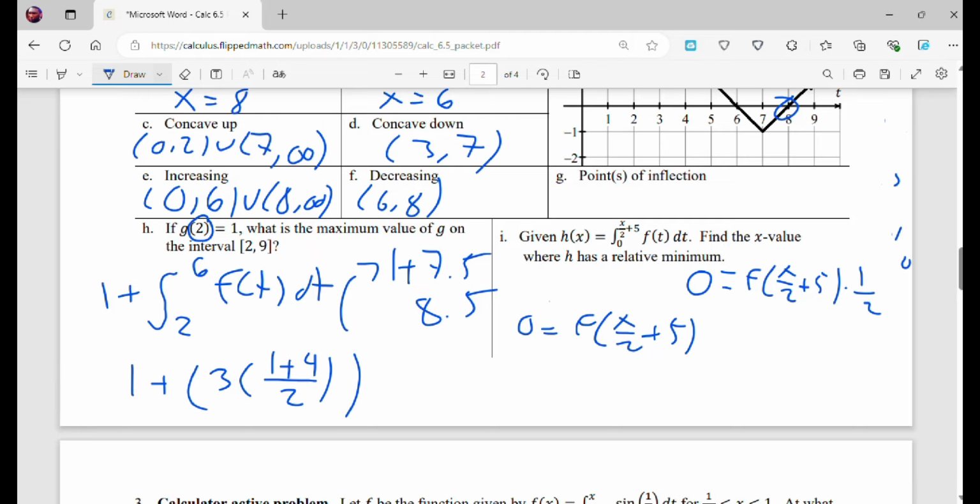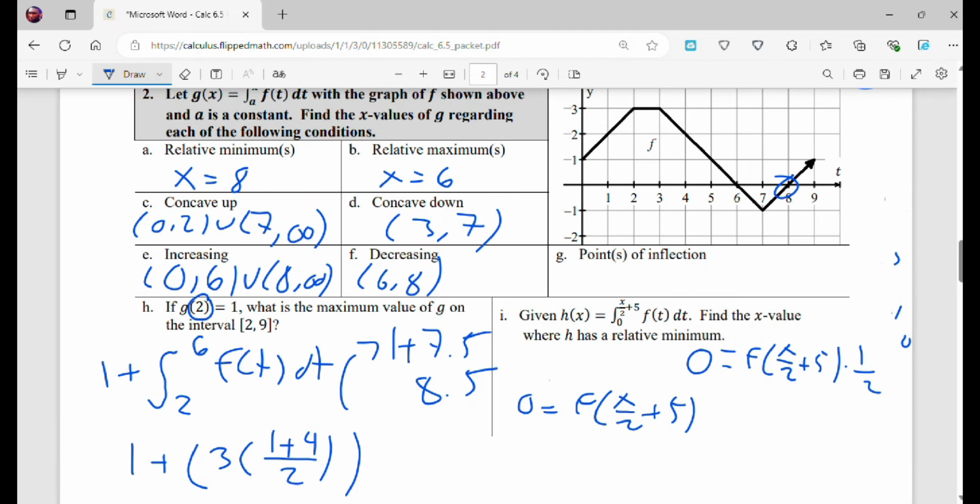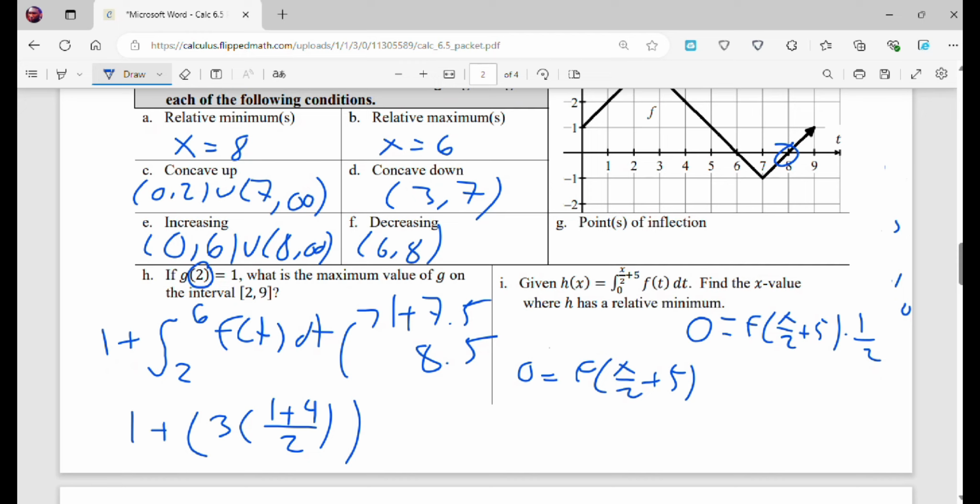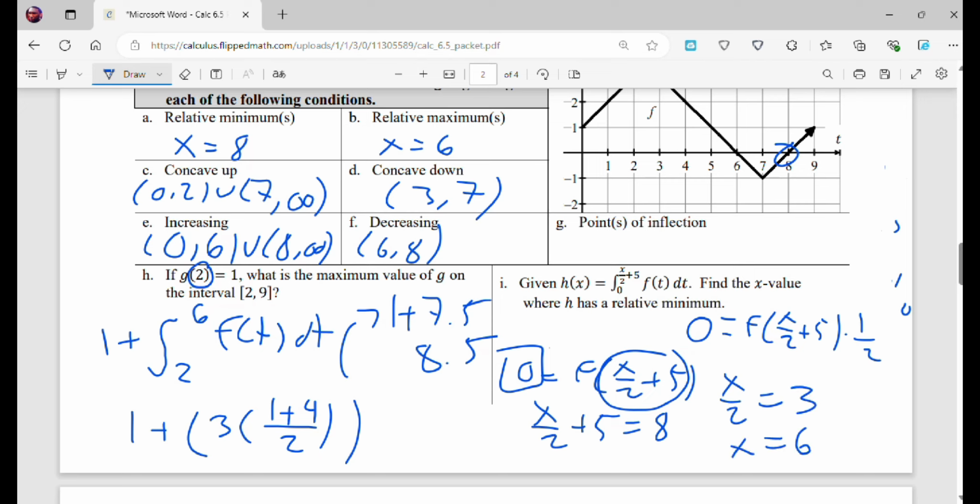So now we have to solve for the inside. So when does x over 2 plus 5 equal 8, right? Right, because that's where the 0 occurs. So we know that f of the inside has to be 8. So everything in here has to equal 8 so that we get the 0. So x over 2 equals 3, times 2 on both sides, x equals 6. Hopefully that makes sense.